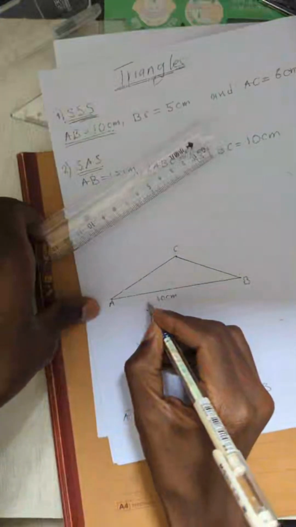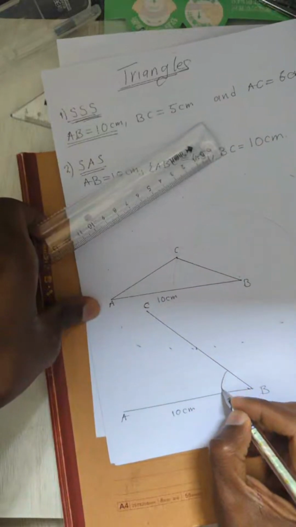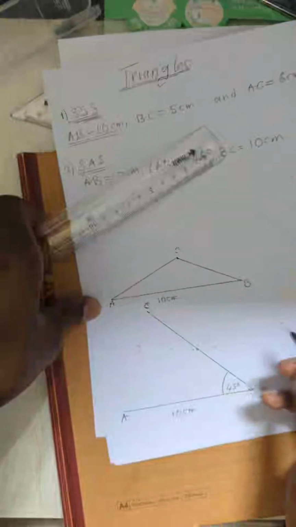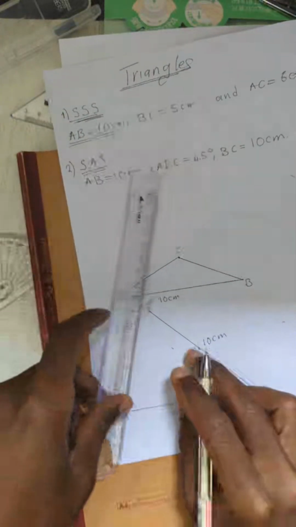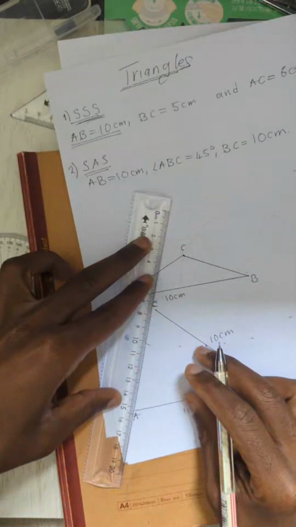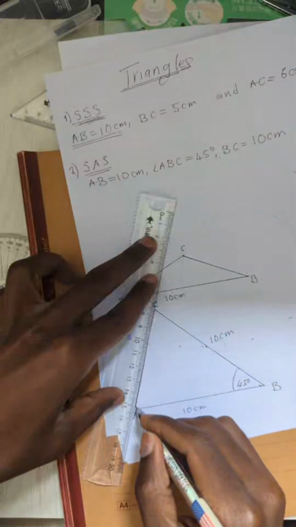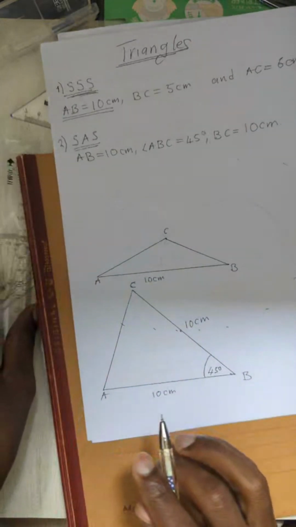By the way, this is our C. It's 45 degrees and it is 10 centimeters. So now we can connect A and C, like so. So this is our triangle.